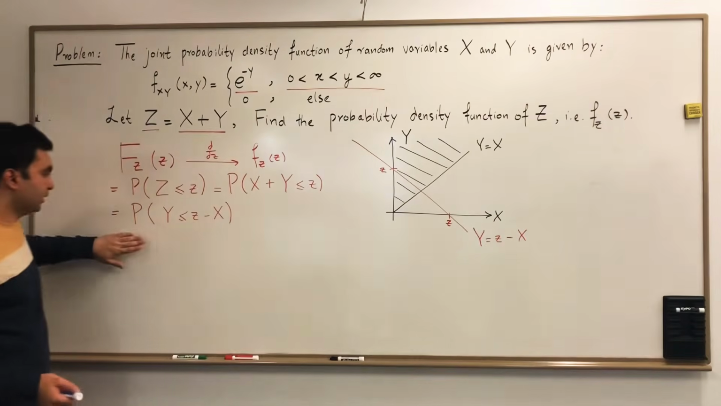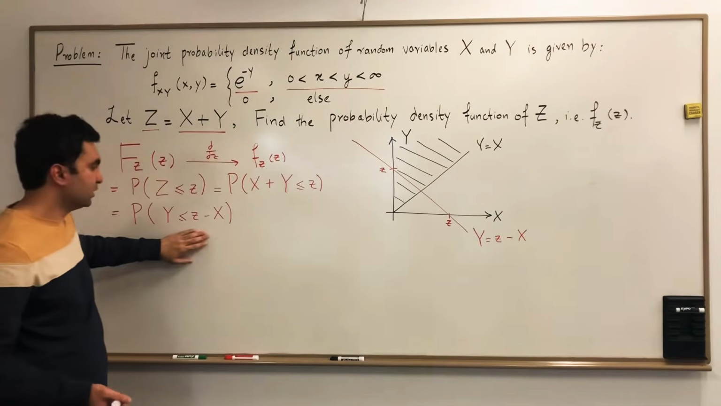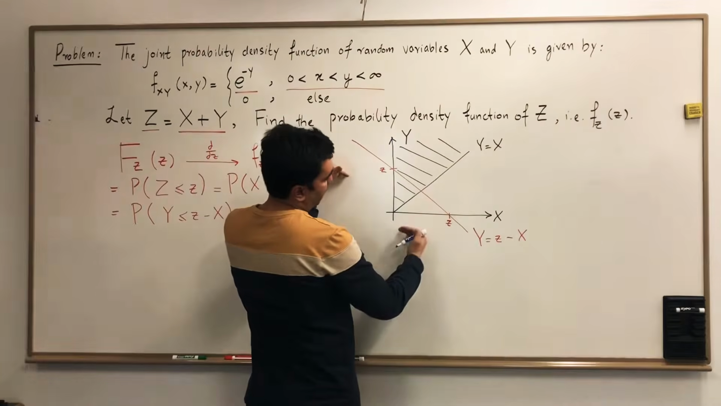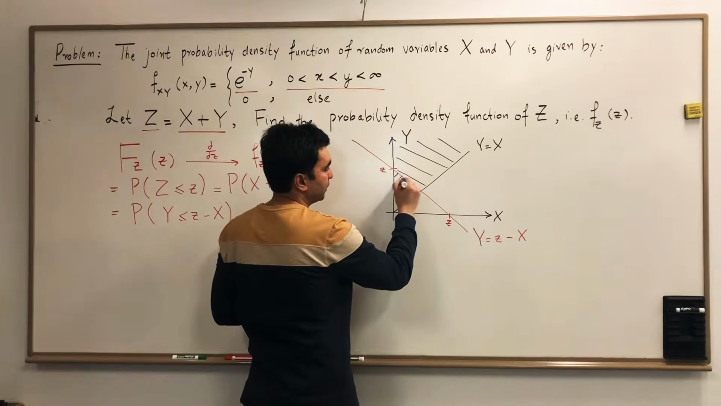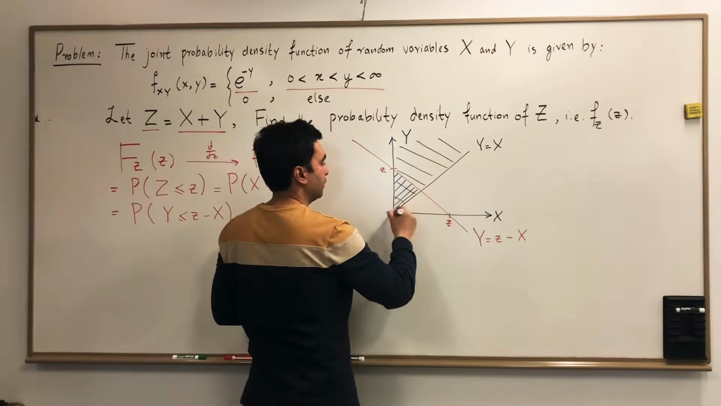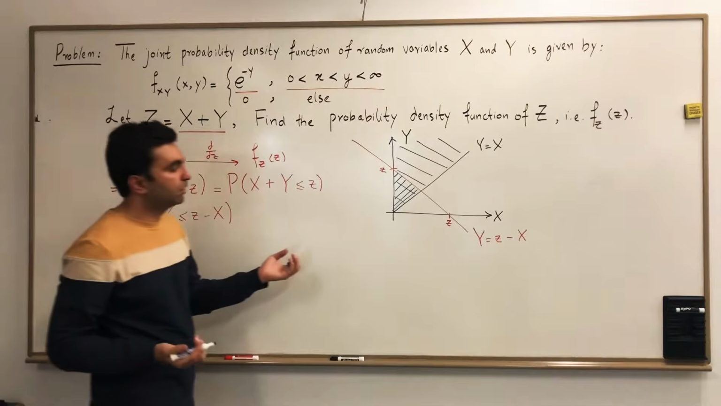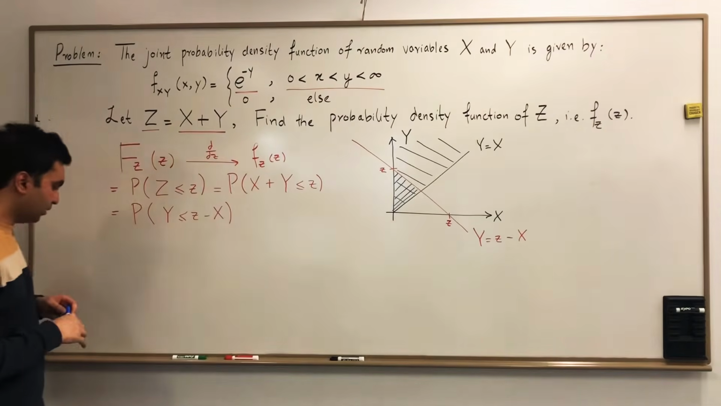So now when we look at this equation here, we need to find the probability that y is smaller than z minus x, which means you have to look below this line, and the region that intersects with the density function here is this one. So essentially what we need to do is integrate the density function over this shaded region. And how does that look?